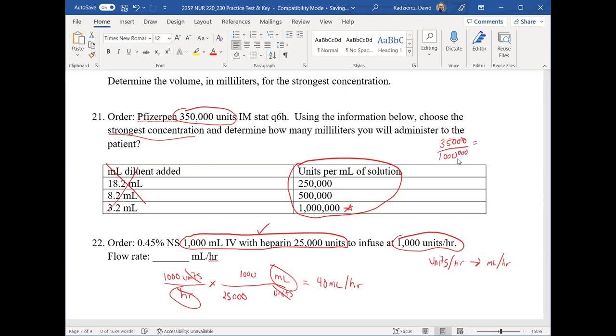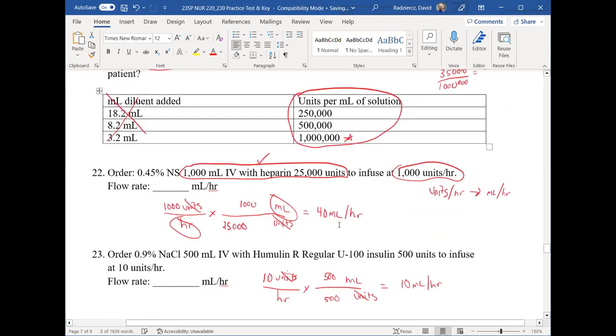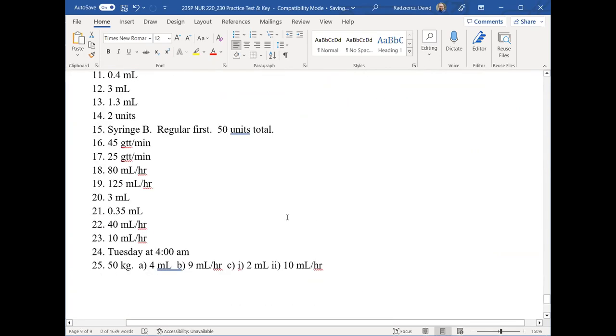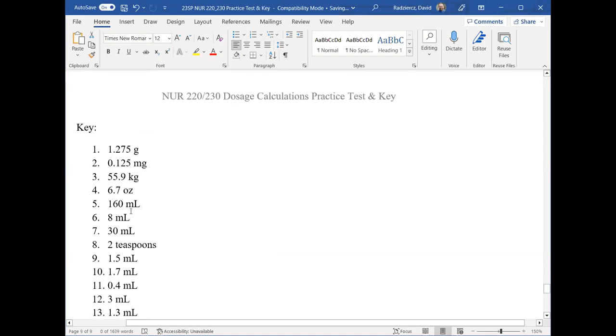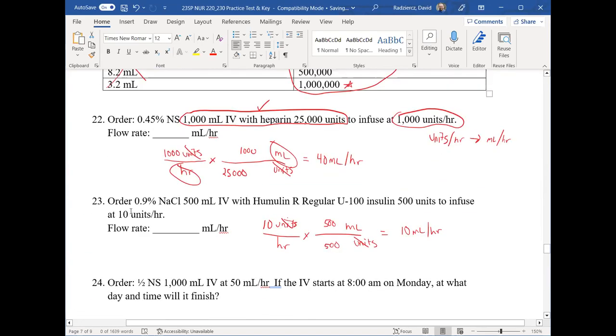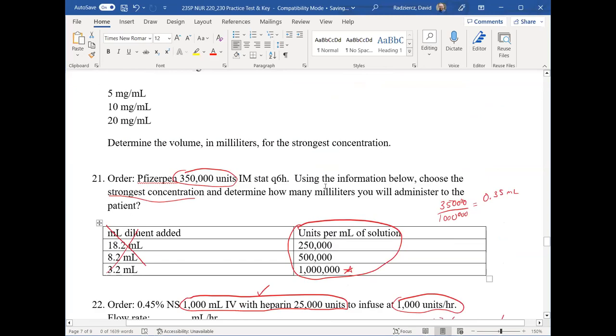And I'm going to get an answer of 0.35 milliliters. And then there's a chance that I actually have the key wrong for this one. Oh no, it's 0.35 milliliters. In the past, I've had the key incorrectly written, only because it was still left at like a previous variation of that question. Okay.